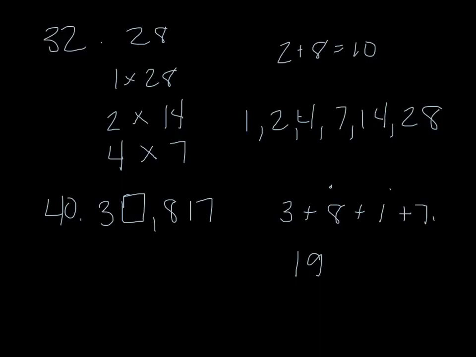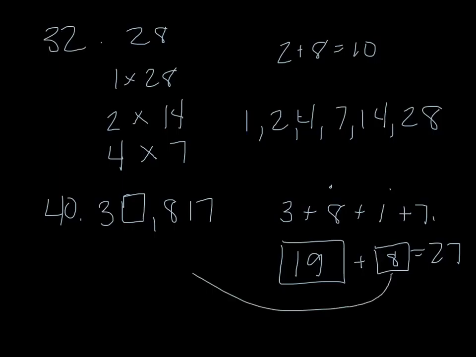So 9 times 1 is 9. 9 times 2 is 18. Oh, that's too small. 9 times 3 is 27. Okay, so if I go up by 9s, I have to make this number be 27. So really what I'm asking myself is 19 plus what equals 27? And I know that 19 plus 8 equals 27. So this 8 is going to go into this box. So 38,817 is divisible by 9.